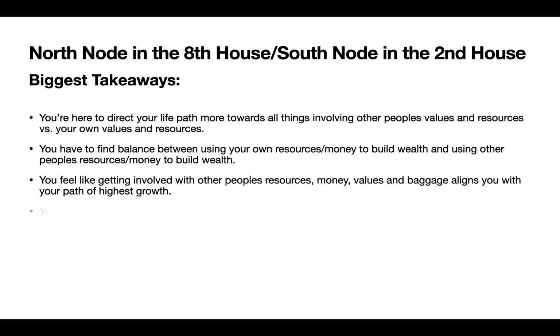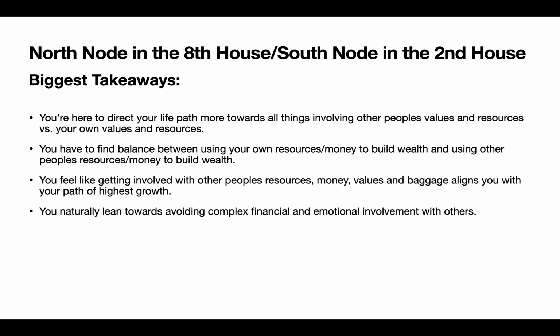You naturally lean towards avoiding complex financial and emotional involvement with others. Okay, the 8th house has to do with complex financial and emotional involvement with others, whereas the 2nd house is your own financial and emotional life, and complex financial and emotional involvement, but it doesn't involve other people. Okay, so south node tells you the type of things that you lean away from. So you naturally lean away from getting involved with complex financial and emotional involvement with others, and you really just want to focus on your own financial and emotional affairs, okay?